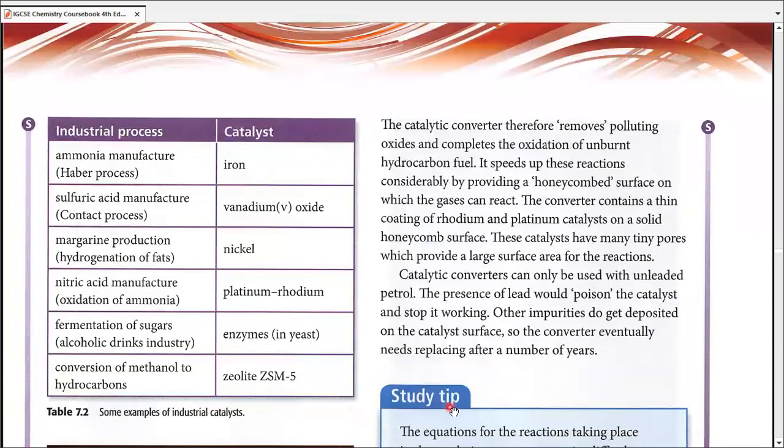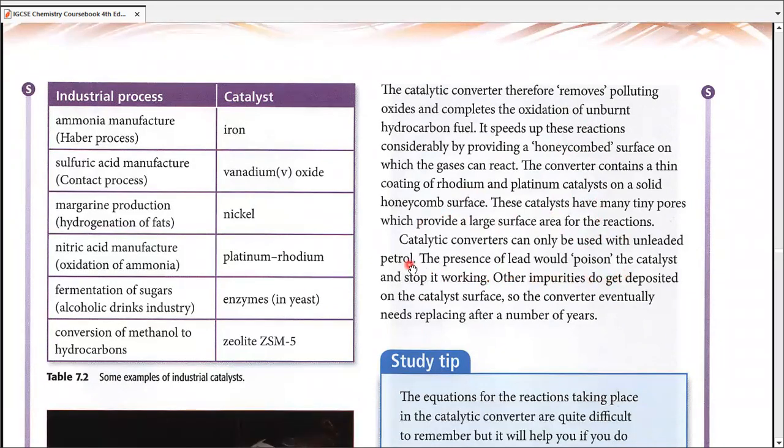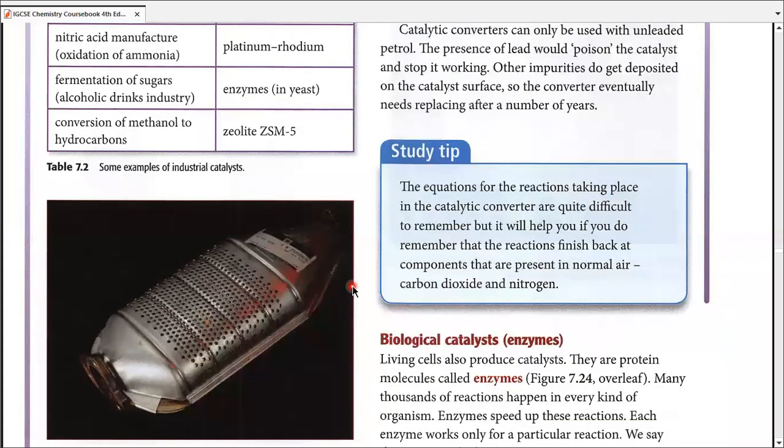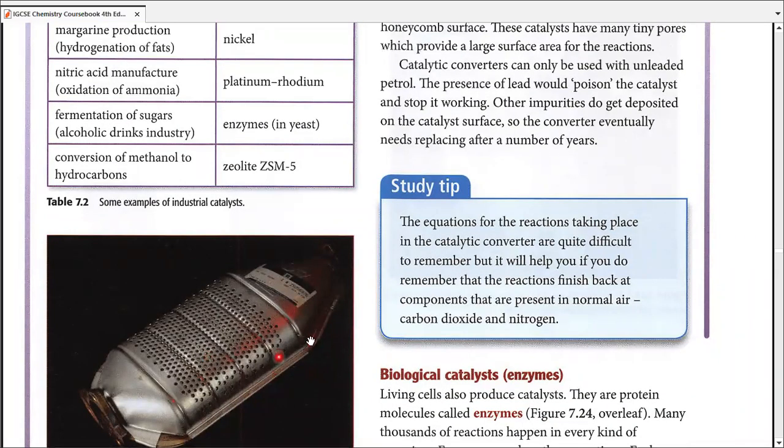Now, you would notice that this removes all of the problems. Not just that, he's talking about how a honeycomb structure gives rhodium and platinum a huge surface area for the reaction to occur. He's also discussing that it has to be used with unleaded petrol. If there is the presence of lead, it would poison the catalyst. How? It would clog the pores. Being a heavy metal, it would clog the pores, and then the catalyst would eventually stop working.